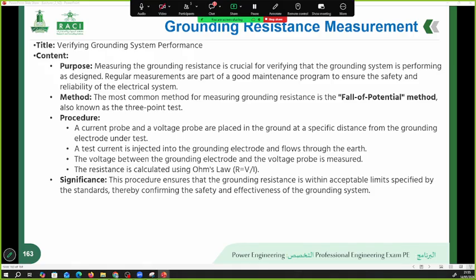And the procedure is a placement: a current probe and a voltage probe are placed in the ground at a specific distance from the grounding electrode under test. So the probes are typically placed in a straight line with the voltage probe at a distance of about 62% of the total distance between the current probe and the electrode.